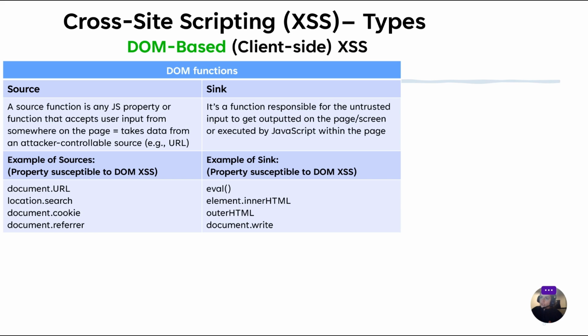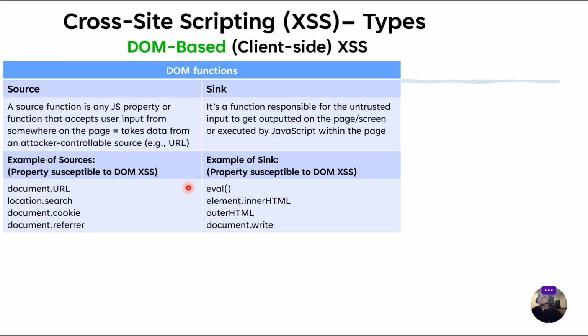The source function is any JavaScript property or function that accepts user input from somewhere on the page, taking data from an attacker-controllable source, for example, a URL. That's the source. As it's self-explanatory, source, we're sourcing from somewhere. These are some examples of source functions here: document.URL, you can see again it's related to source, some URL, location, document.cookie, document.referrer.